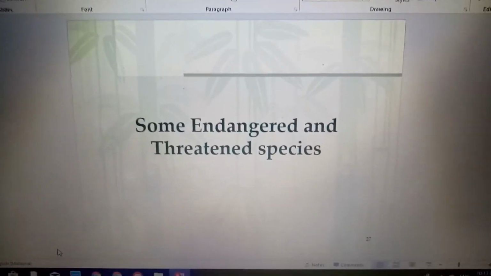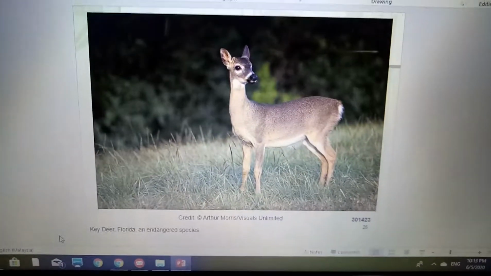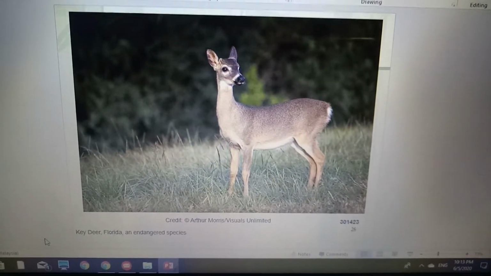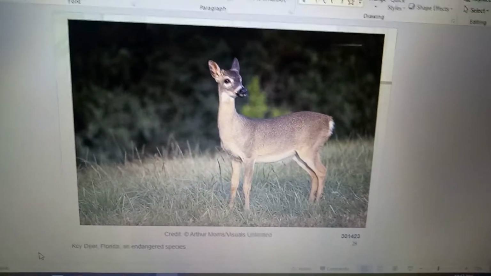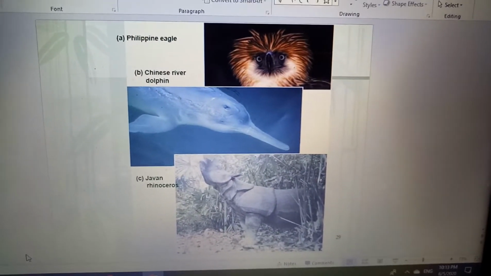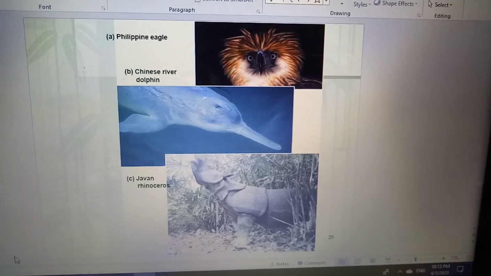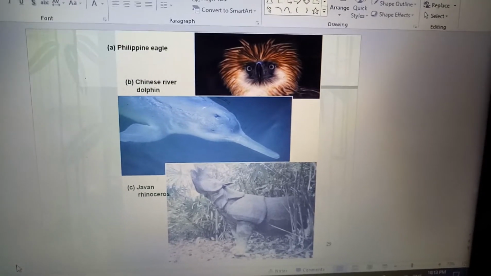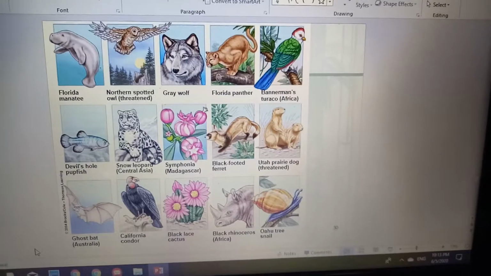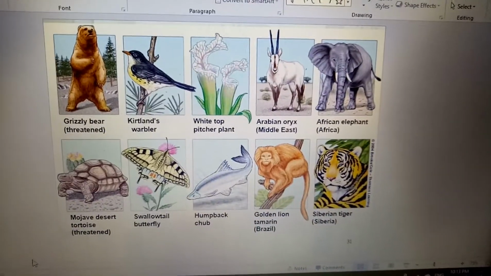This is about some endangered and threatened species. This topic is also important for you to understand. An example is the key deer of Florida. This is an endangered species. Other endangered species are the Philippine eagle, the Chinese river dolphin, the Javan rhinoceros, and many more. You can read about these by yourself.